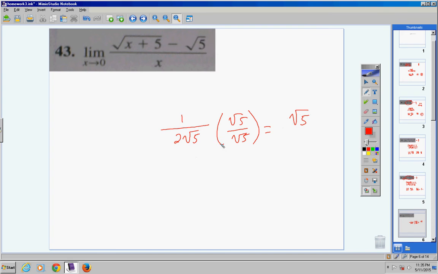2 square root of 5 times square root of 5 would be, well, there's a 1 right here. 2 times 1 is 2. Square root of 5 times square root of 5 is square root of 25. Of course, the square root of 25 is just 5. So we have 2 times 5, which is 10. So the limit of this expression here as x is approaching 0 is square root of 5 over 10. Alright, square root of 5 over 10.